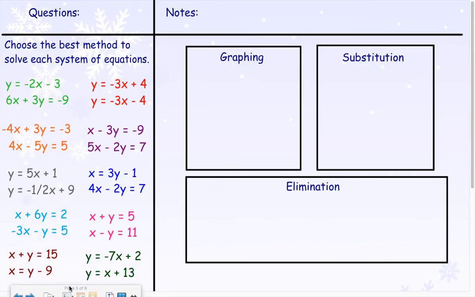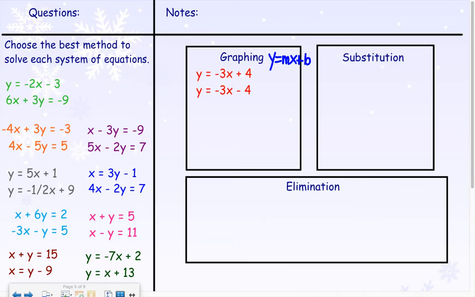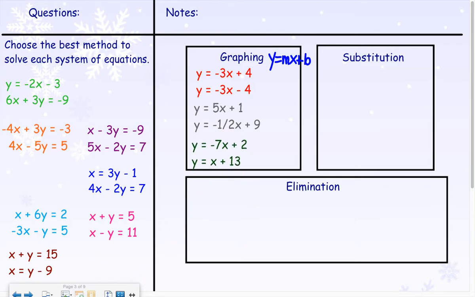Alright, so we're going to look at a bunch of different systems and figure out which one would be the easiest. So if we're going to graph something, the easiest form is for both equations to be in mx plus b form. So I'm going to take all of the systems that have both equations in slope-intercept form and drag them to the graphing box. It is easiest to use the graphing method when you have two equations that are in slope-intercept form.